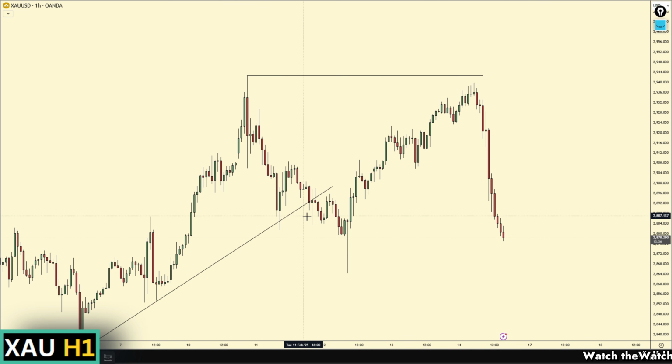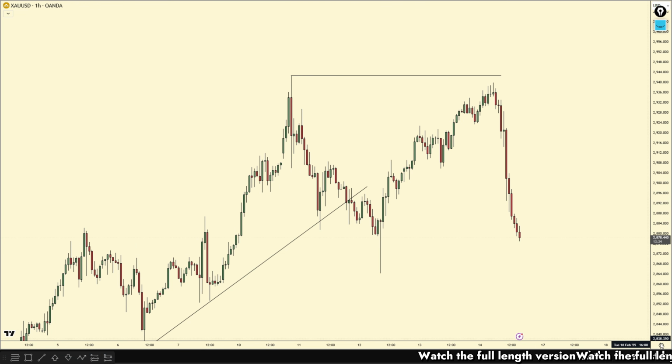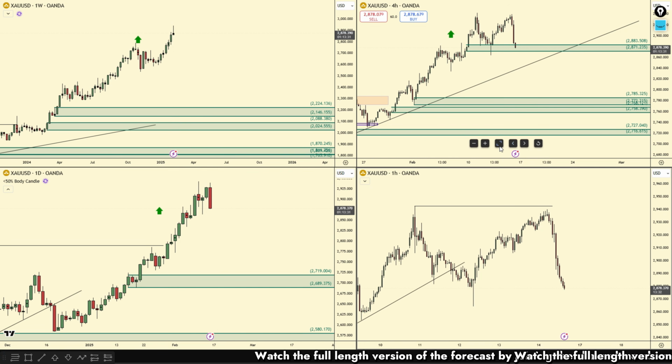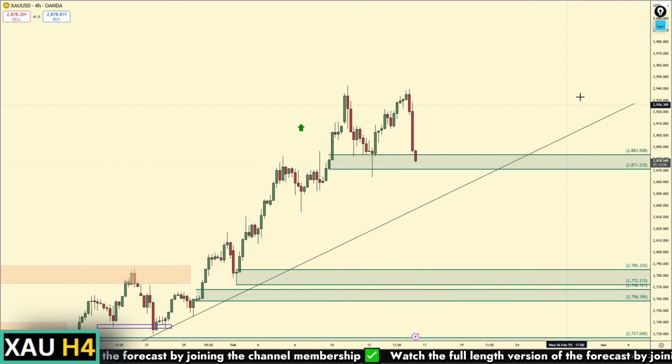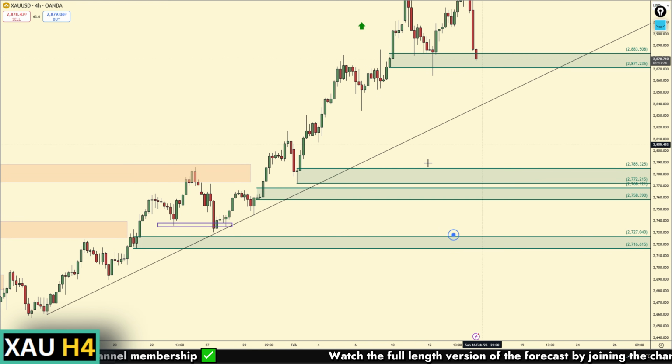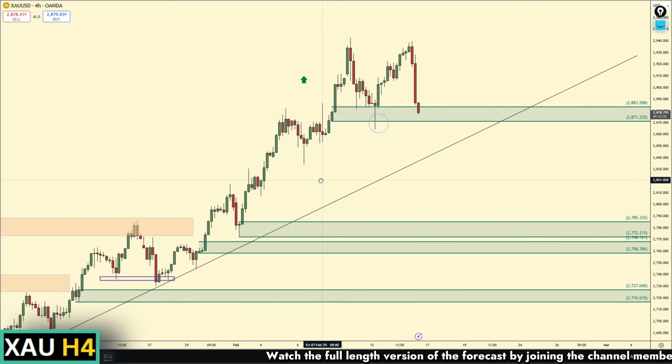I don't like trading a chart like this. It's very choppy in my opinion, so it's not a market I would want to be trading. Going to the 4-hour chart, we still have an upward trend line that's being respected. It goes back to here, and it's currently being respected.